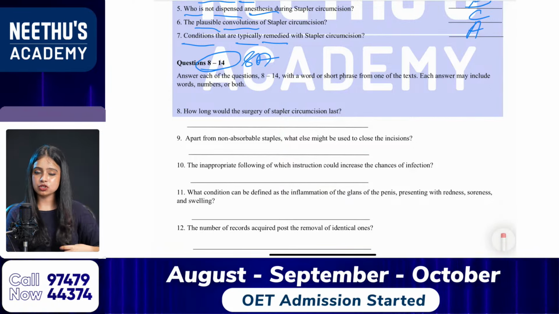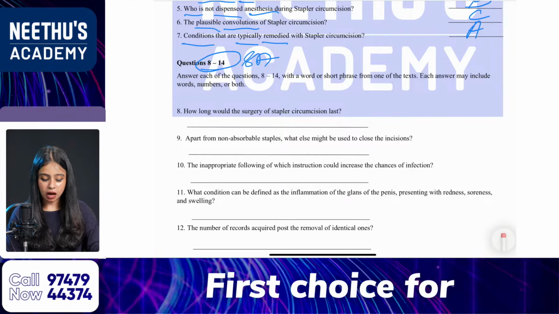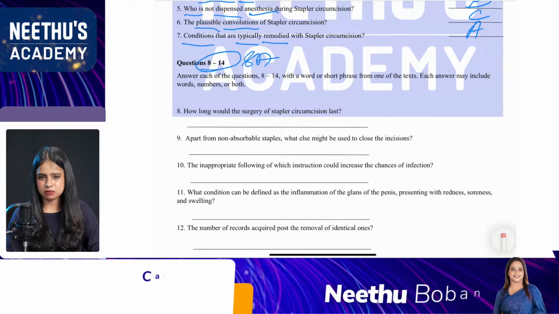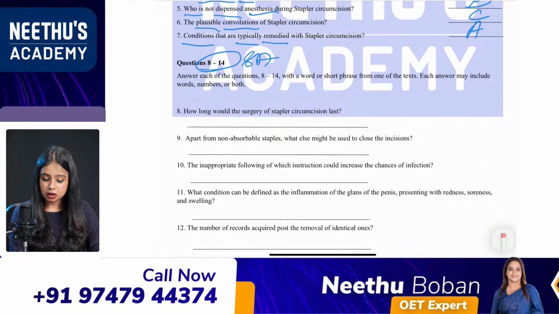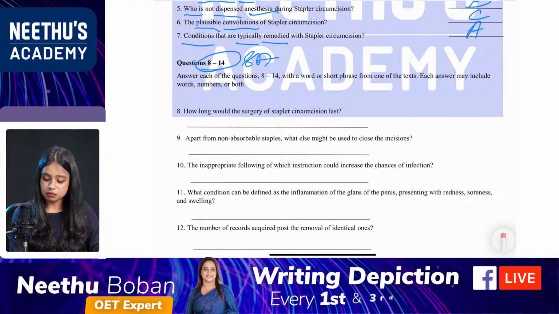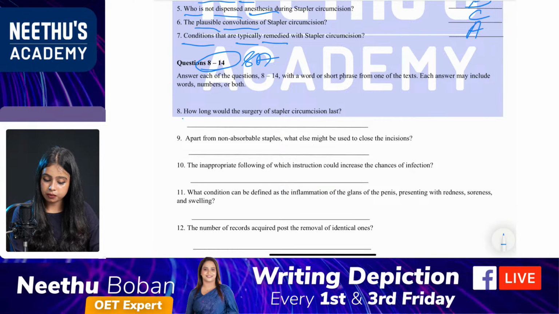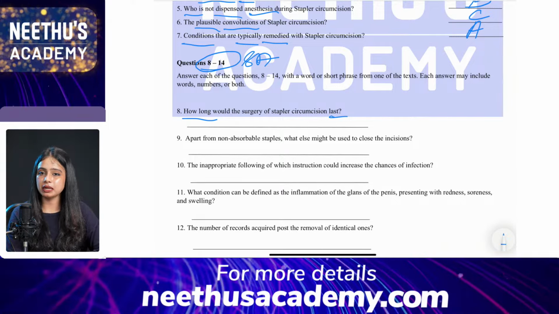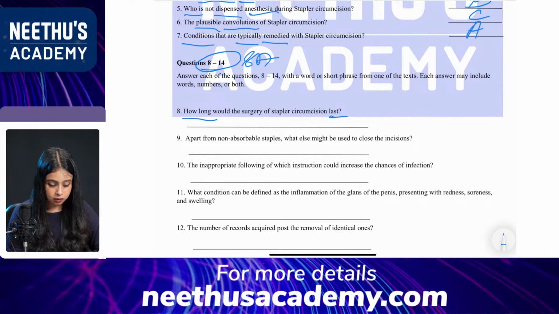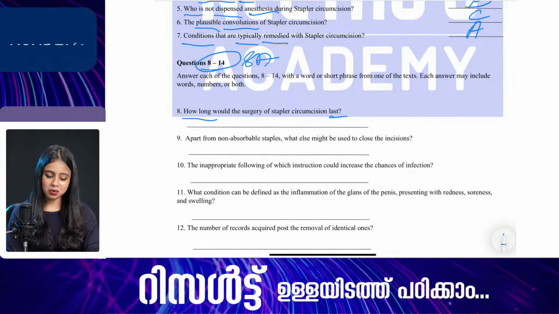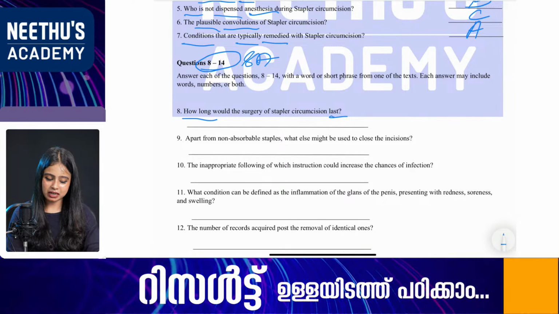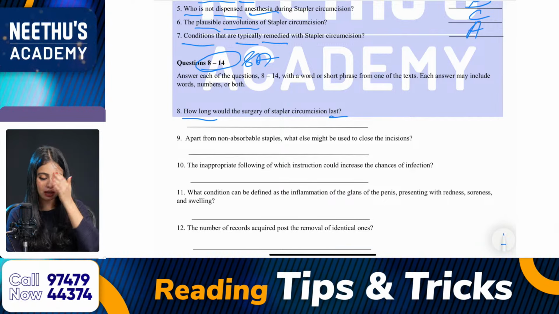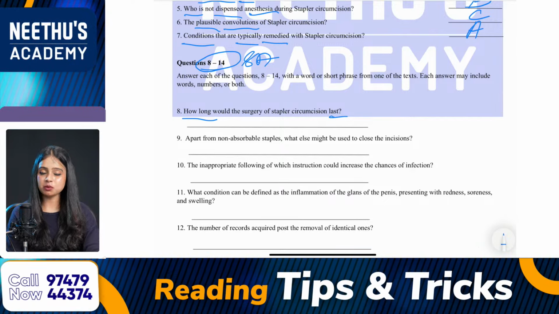Then eighth one, short answer question. First one, how long would the surgery of stapler circumcision last? Very simple question, right? They're asking you regarding the duration. How long, which means the duration. So these are my keywords, how long as well as last. Okay, Kavita, okay Sobi, okay Libby. And you guys told me that it was very difficult, then you got 7 out of 7, right? Anyway, what about 8th question?